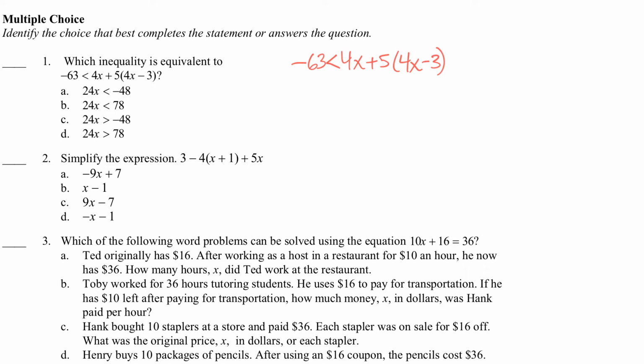So first step is to distribute the 5. That would be, 5 times 4 is 20x. 5 times 3 is 15, so it'd be minus 15. And I got 4x, and copy the plus down. I'll copy this inequality and the negative 63. Next, I'm going to combine my like terms. And that means I have 24x minus 15, and copying the rest.